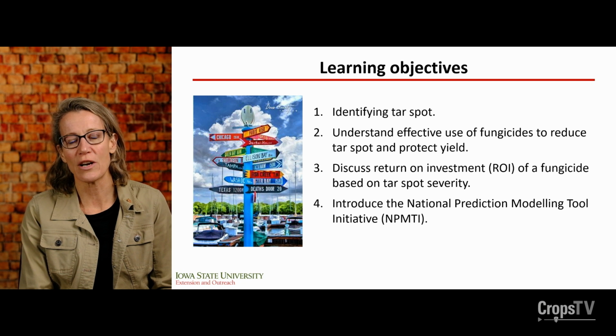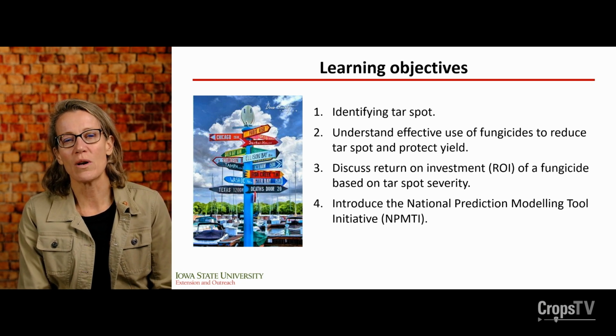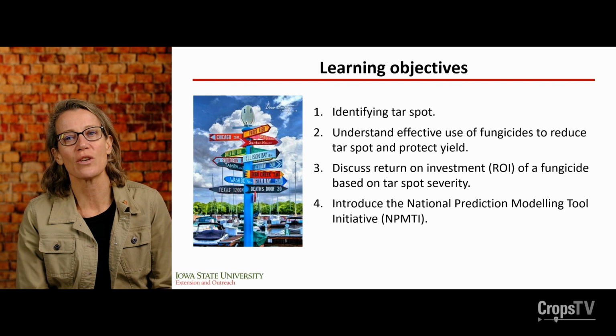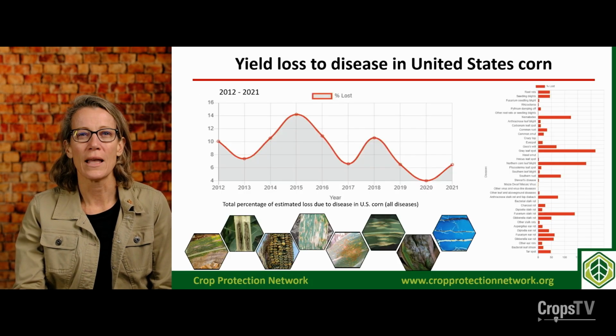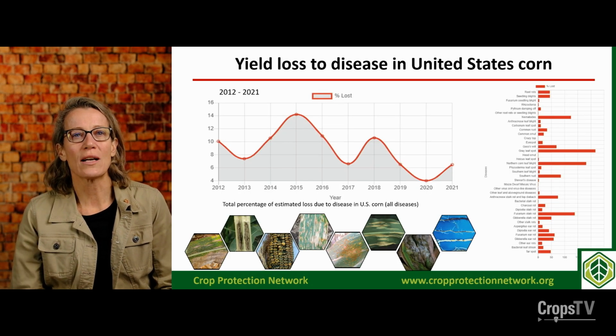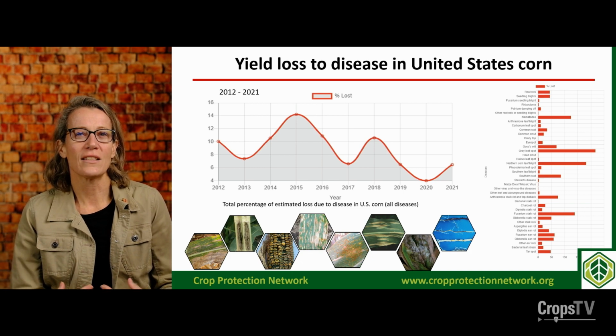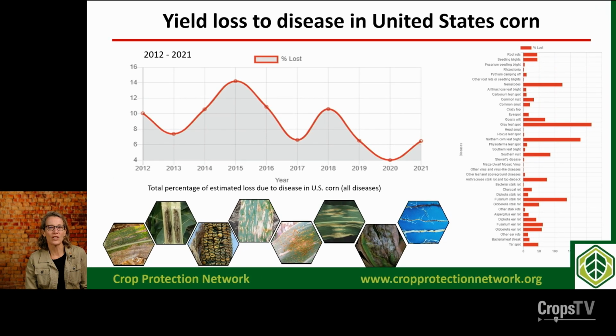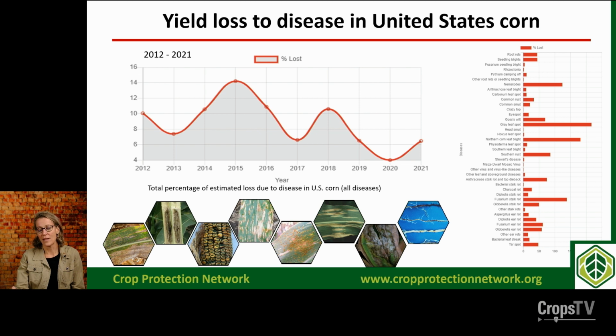based on tar spot severity. And then I'd like to take a couple of minutes to introduce the National Prediction Modeling Tool Initiative. So before we start talking about tar spot, this is some data that comes from the Crop Protection Network, which is where corn pathologists from across the U.S. get together every year, and we estimate how much disease losses occur in each year. And as you can see, depending on the year, we may have more yield losses than in other years.